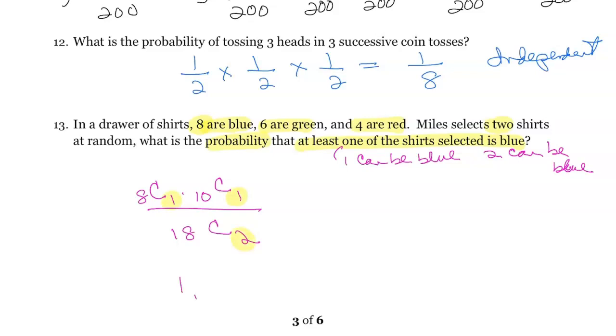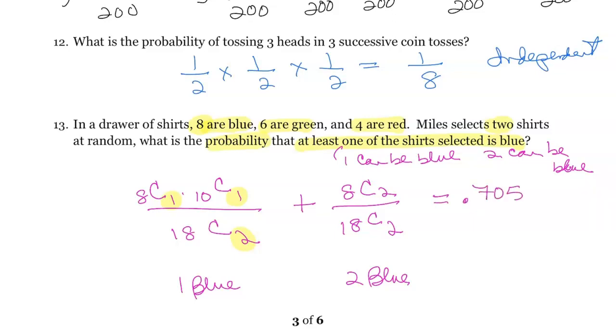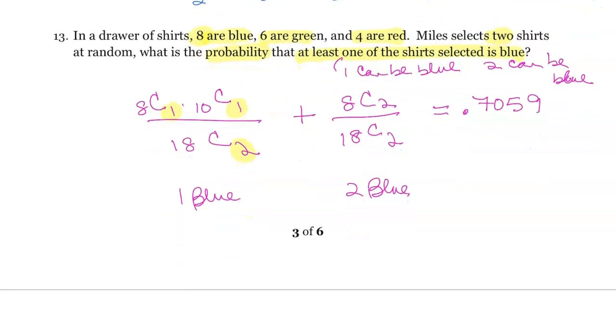This was 1 blue. Then you're going to add that to, what if it's both blue? Then it's going to be 8 choose 2 over 18 choose 2. So that's if you had 2 blue. And that should get you, I think, 0.7059.